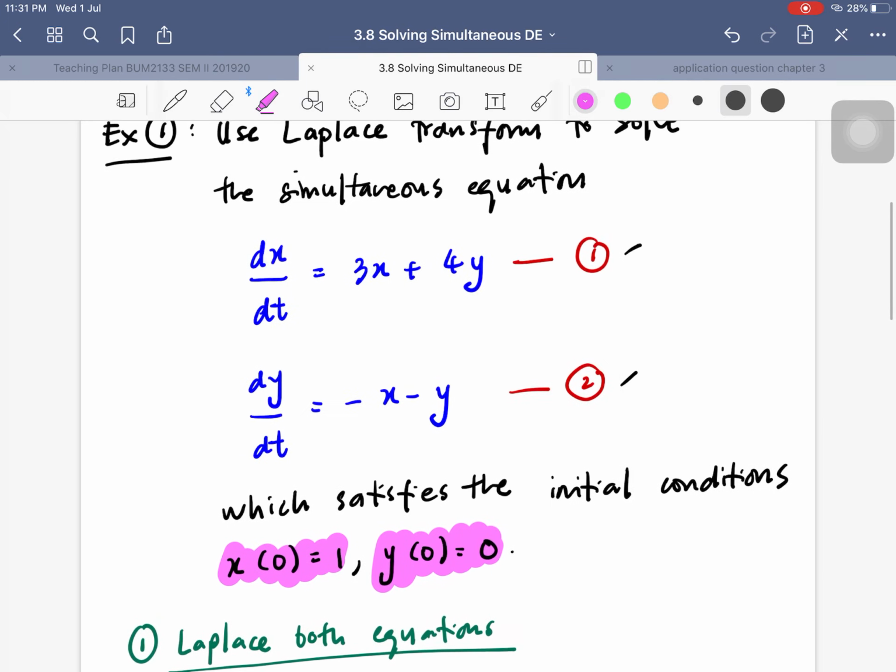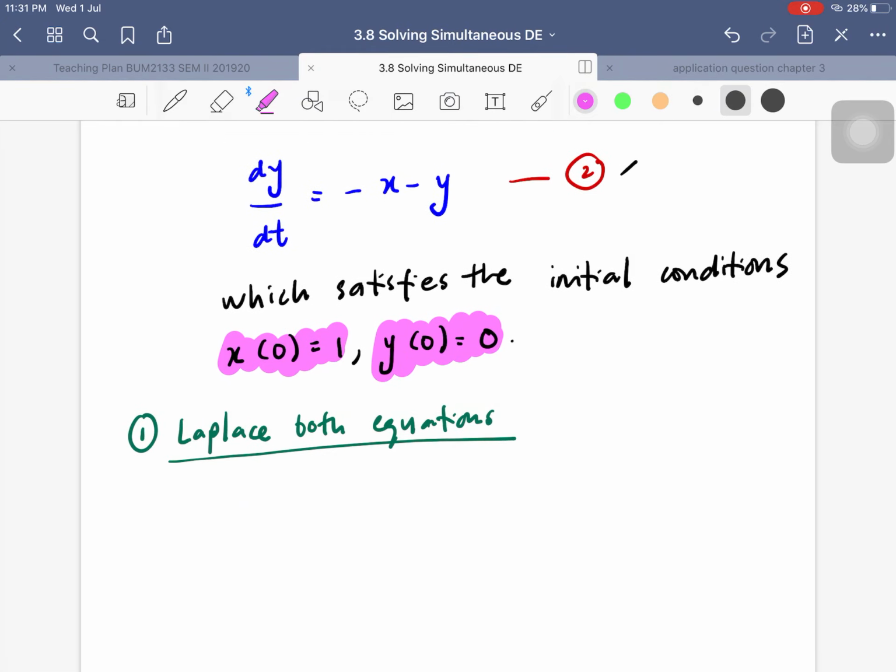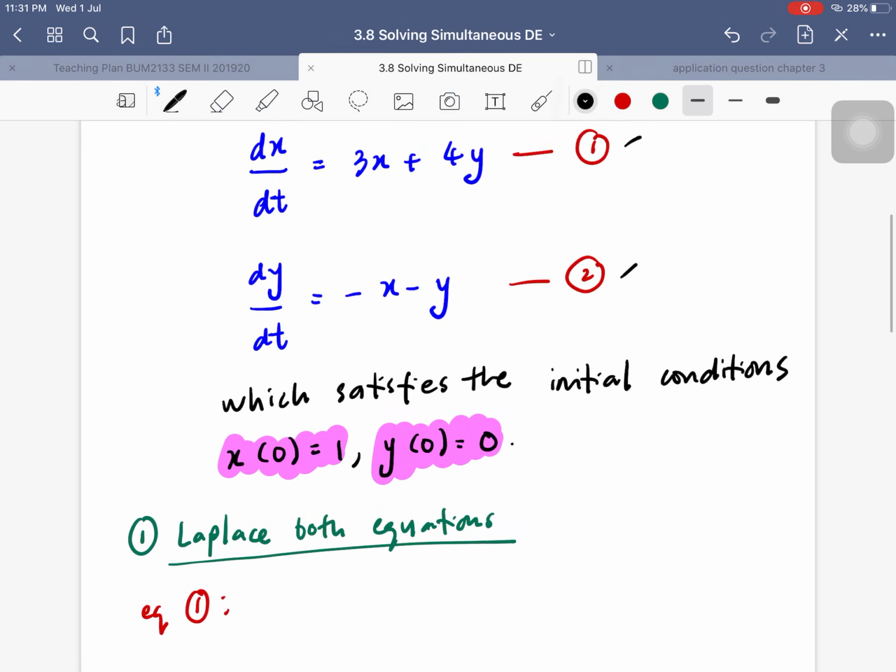So the first step that we're going to do, when we want to solve simultaneous differential equations, is to Laplace both of the equations. So let's start with equation number 1. I'm going to Laplace both sides of the equation. So I'm going to have Laplace of x prime. Now I'm going to apply the linearity theorem right away. Laplace of x prime is going to equal 3 Laplace of x plus 4 Laplace of y.